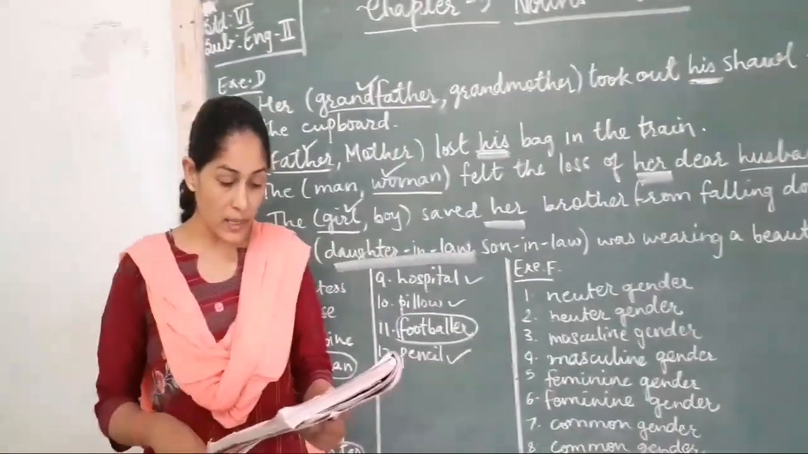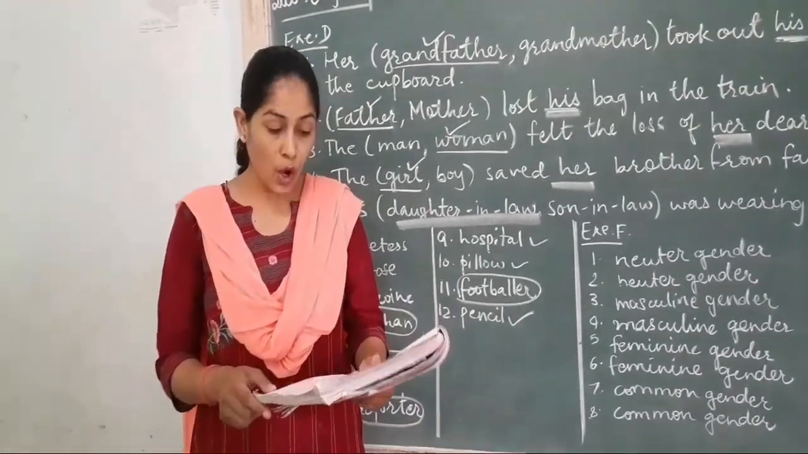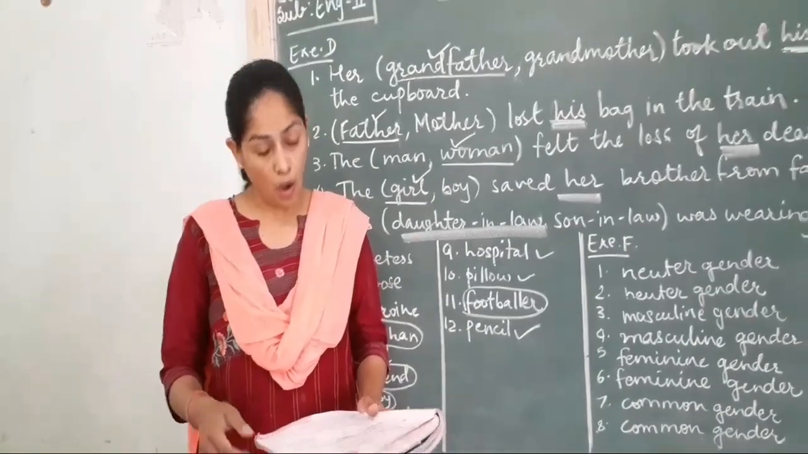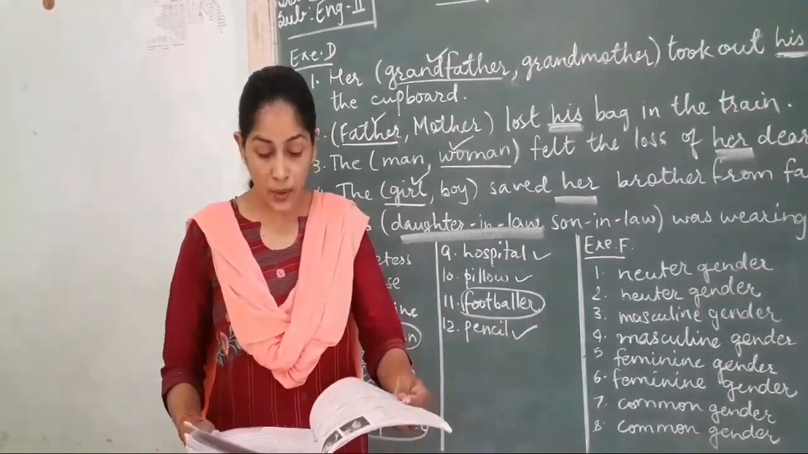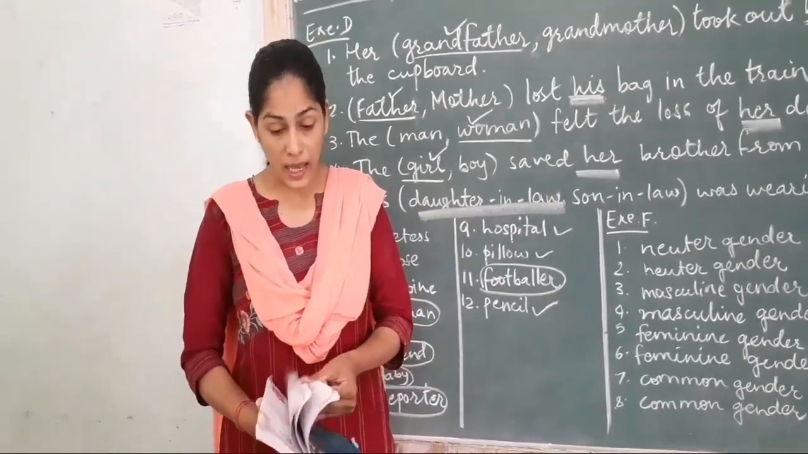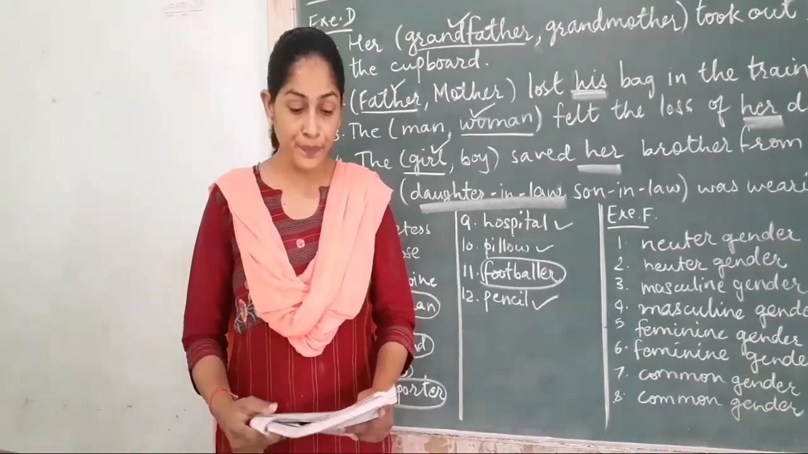Now below exercise number D, common and neuter gender we are talking about. Common gender refers to either male or female. This we have learned in the previous video also. Words denoting common gender, they have given a list on page number 18. I am going through all of them.